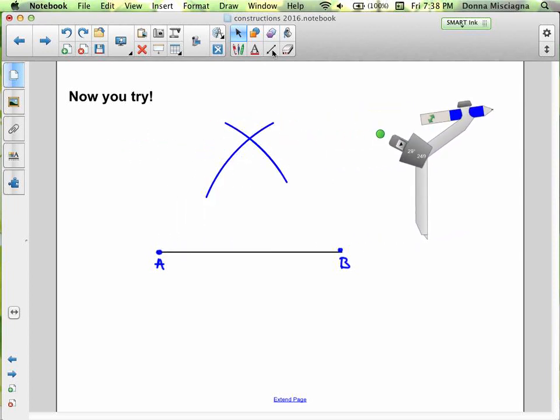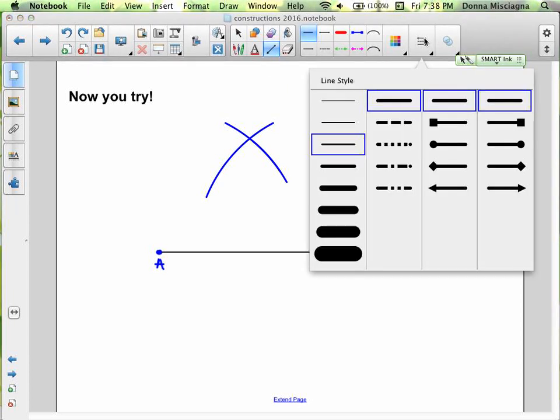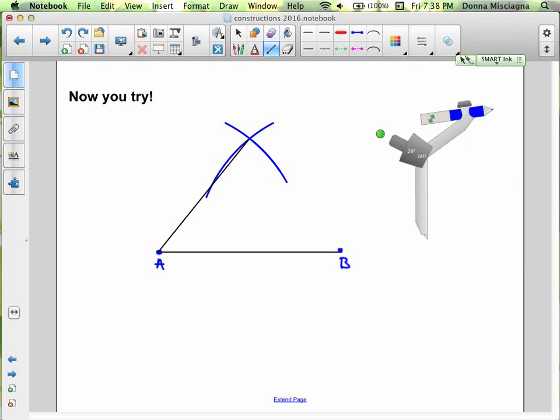All right, so now I'm going to get a line tool. Can I draw it already so that it's not so thick? I think so. It didn't go away though. It should go to where the arcs intersect.